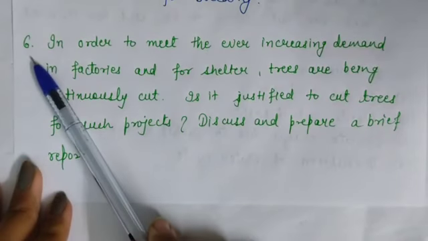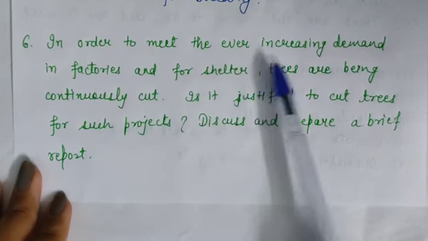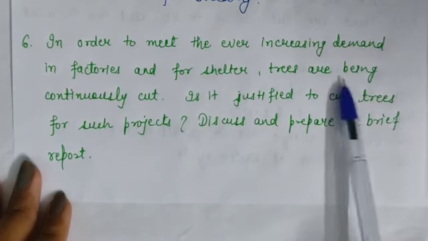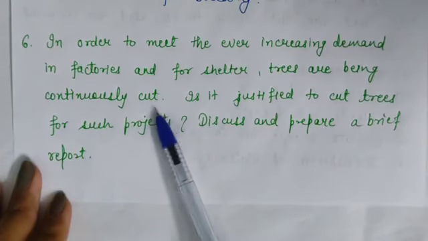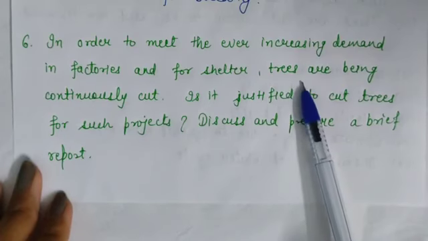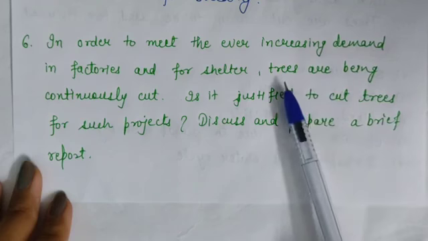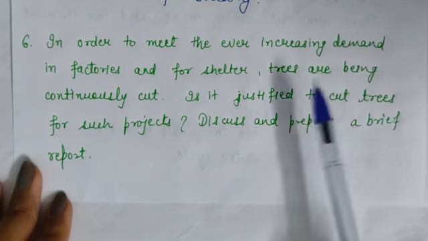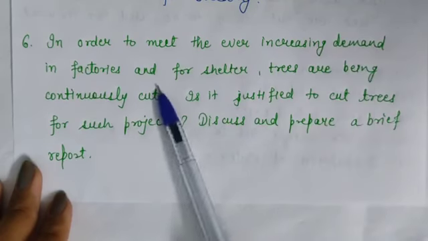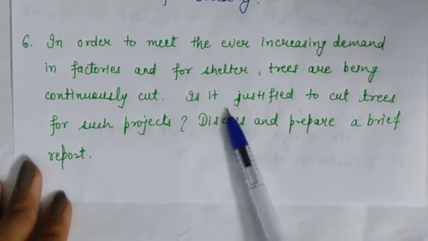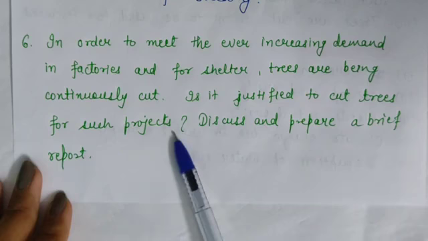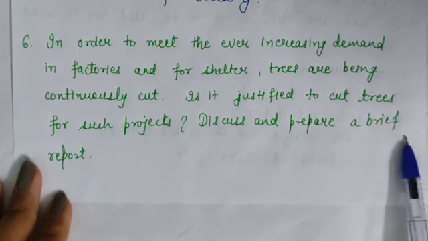Now question number 6 is, in order to meet the ever increasing demand in factories and for shelter, trees are being continuously cut. We know that many people cut trees to fulfill their needs, or trees are being cut down on a large scale to meet the ever increasing demand in factories and for shelter. So is it justified to cut trees for such projects? Discuss and prepare a brief report.